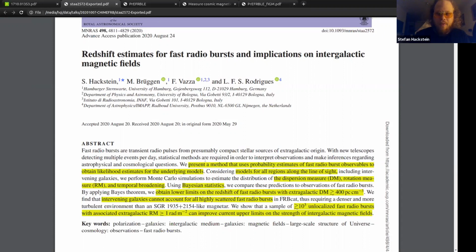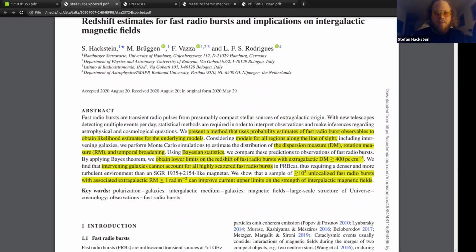So here we present a method to investigate the observables of fast radio bursts. For now we have been focusing on the propagation-dependent measures, so the dispersion measure, rotation measure, and the temporal broadening. We are considering models for all of the regions along the line of sight, using Bayesian statistics and the most sophisticated models for all of these regions. With these, we derive rather realistic expectations for what we expect to observe with telescopes at Earth. So there are basically three main results in this paper.